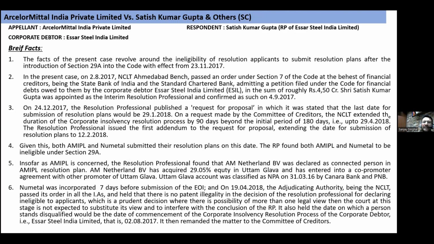When Numitel and ArcelorMittal filed their resolution plan, Mr. Satish Kumar Gupta, who was the resolution professional, did not accept their resolution plan. At that time, section 29A was recently inserted in the IBC. Basically, section 29A was not part of the original code, which was passed by the parliament in October 2016. It was later introduced by the central government with effect from 23rd November 2017.